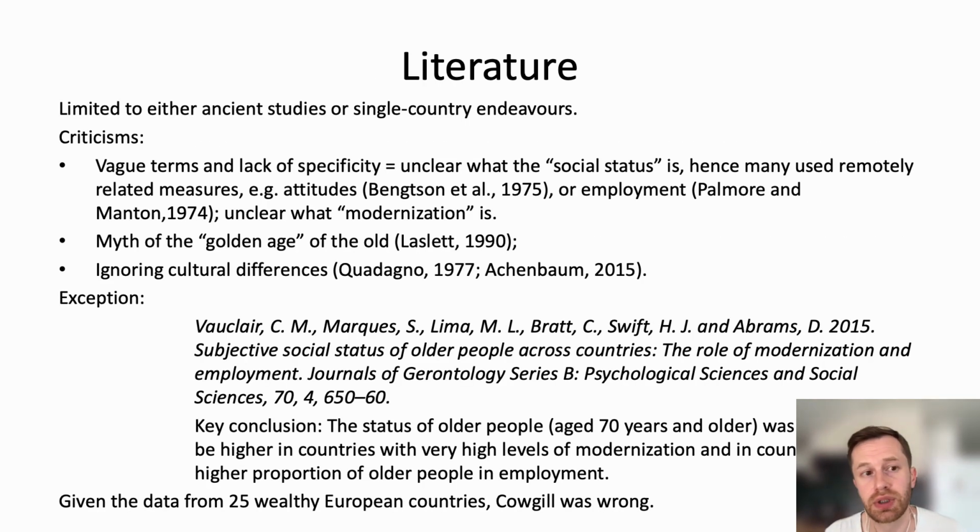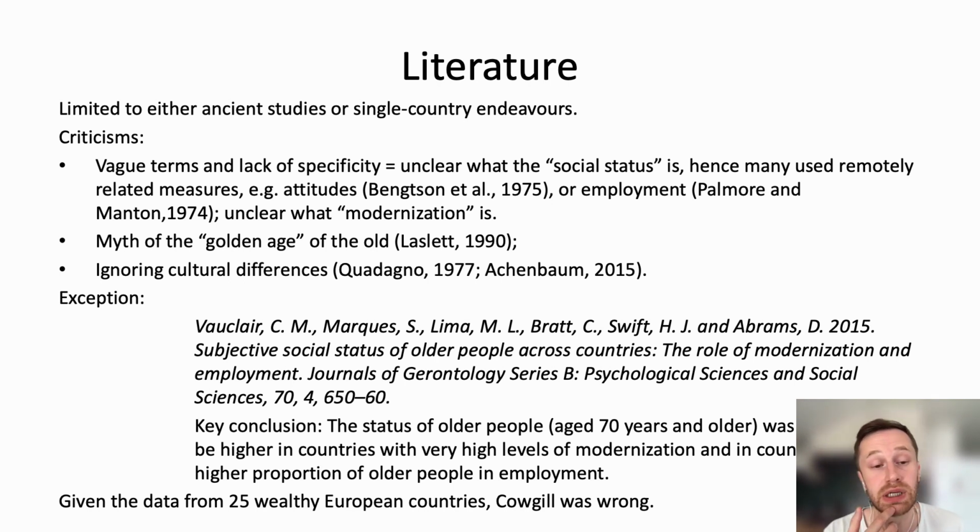Cowgill's modernization theory is 50 years old, and it was one of the first theories to explain some macro processes in relation to the status of older people. And it was criticized through these five decades, but it was very rarely tested. It was criticized for unclear definitions of social status and modernization. It was criticized for assuming a golden age of older people in some former times. It was criticized for ignoring cultural differences, which we will address in this study as well.